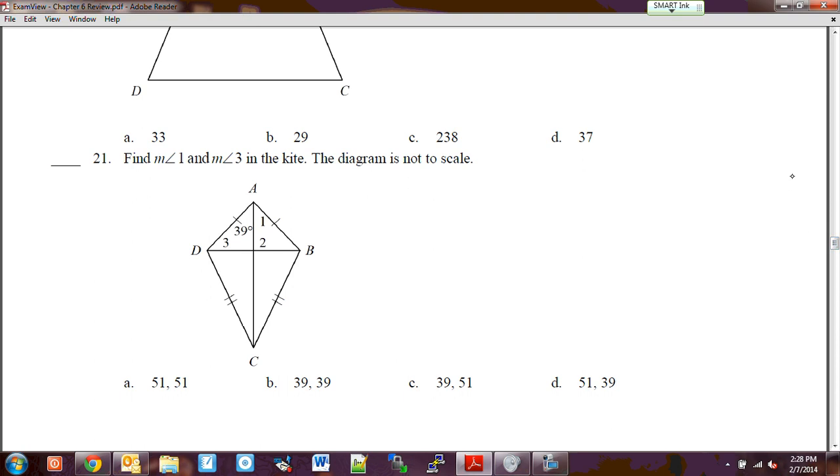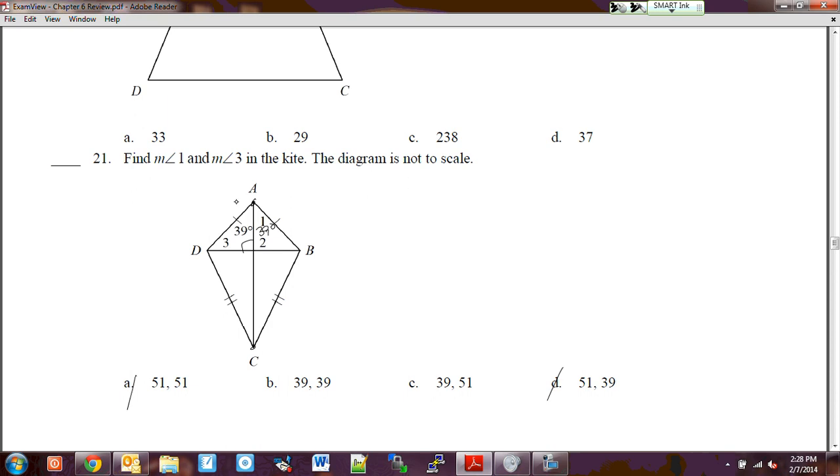Find the measure of angle 1 and the measure of angle 3 in the kite. Well, we know that the diagonals of a kite are perpendicular, so boom, we know that's 90. We know that AC is an angle bisector because it connects the vertices between the congruent sides. All right, so we know that 1 is 39 degrees. So we can rule out this one and we can rule out this one, because you want to put them in order, the measure of 1, then the measure of 3. So now all we have to do is find the measure of angle 3.